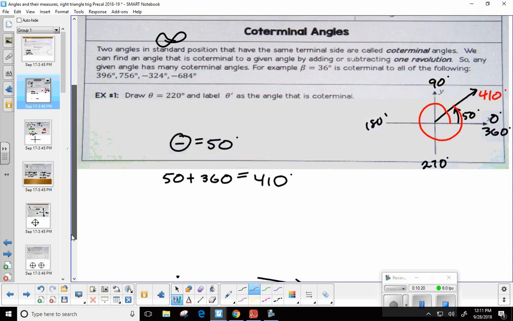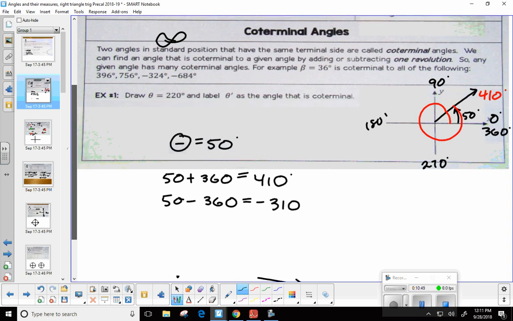And remember, that's why we have an infinite number. I could rotate another 360 and another. I could do that as many times as I wanted. Okay. Now, what would I do to find a negative coterminal angle? We go clockwise, so it'd be 50 subtract 360. 50 minus 360. Okay, so what is that going to be? What kind of 310? Negative.